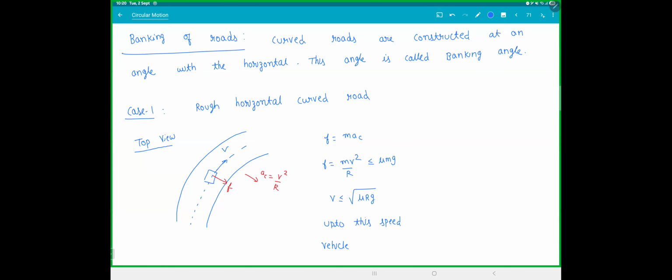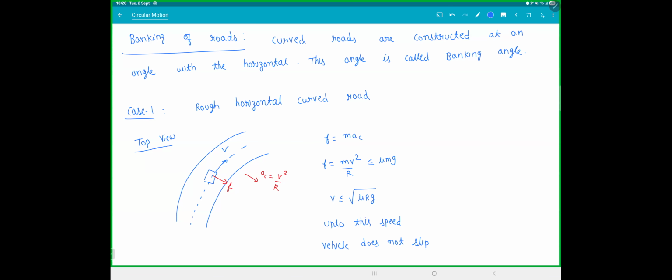This is what actually happens on flyovers. On a flyover, if you make sharp turns and the vehicle comes really fast, it will skid and hit the dividers. So up to this speed, the vehicle does not slip. That is one of the reasons you must have seen, when you're riding a cycle and taking a turn, you slow down automatically. Because if you exceed a certain speed, your cycle will skid.